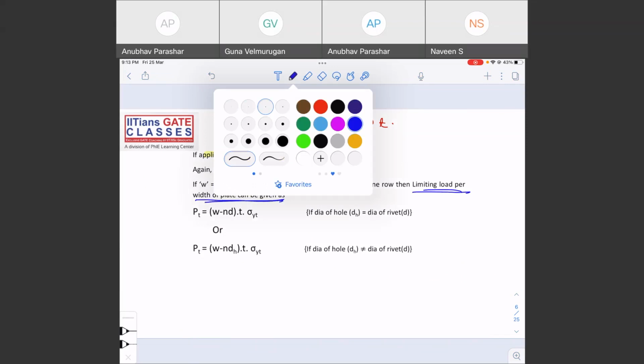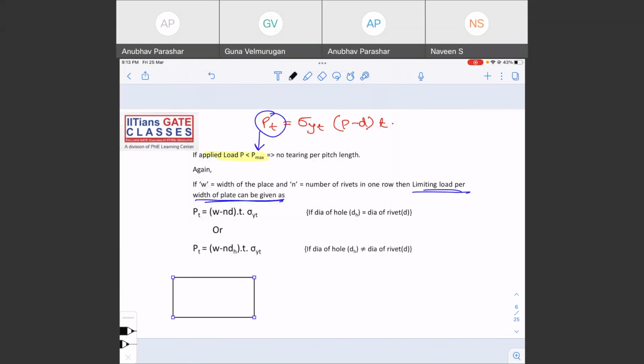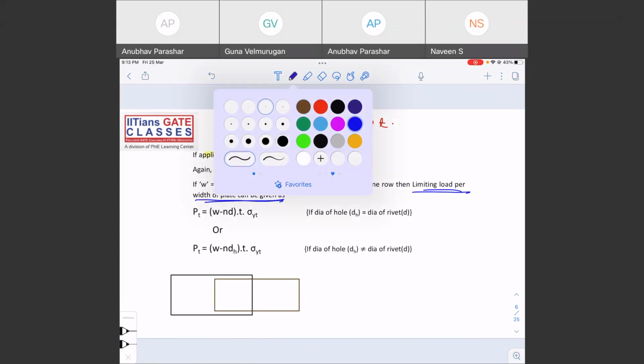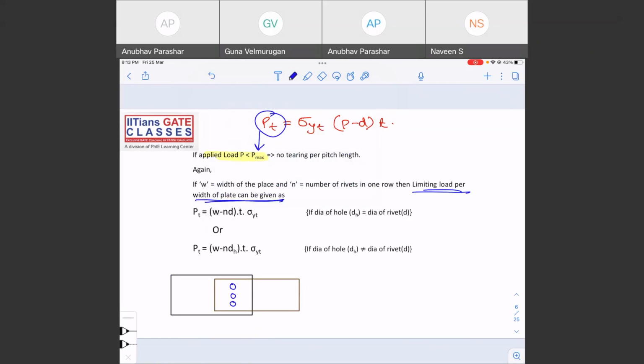So if I redraw the plate again quickly, this is one plate, then you have the second plate. Then you have the rivets here, let me say 1, 2, 3 rivets. What is the width of the plate? The width of the plate is W. There are 3 rivets. So the cross-sectional area is equal to width minus 3 times the diameter into T. Why 3? Because there are 3 rivets here.